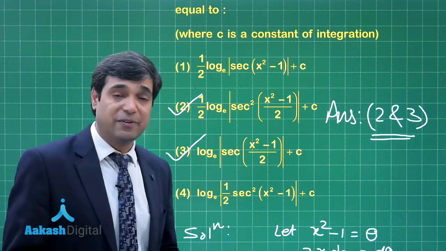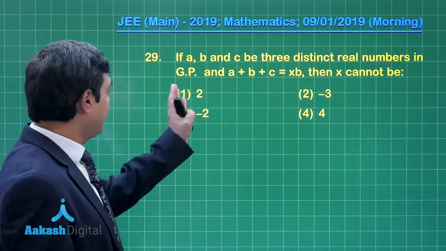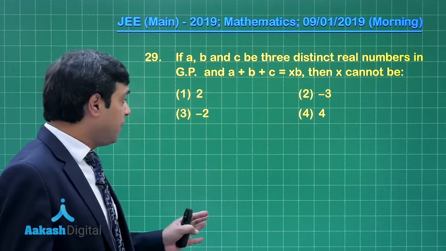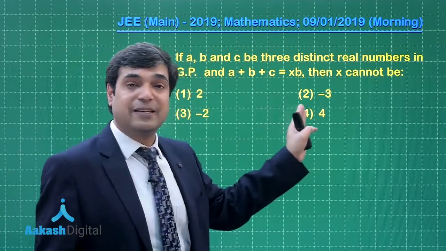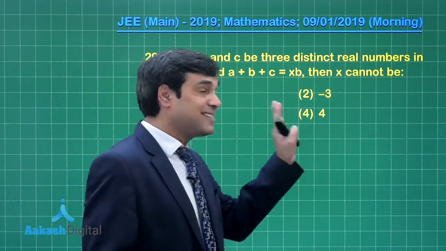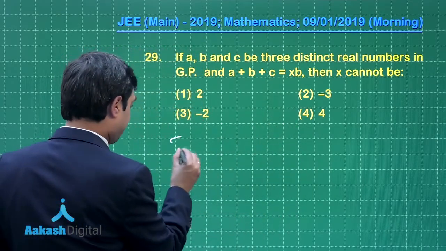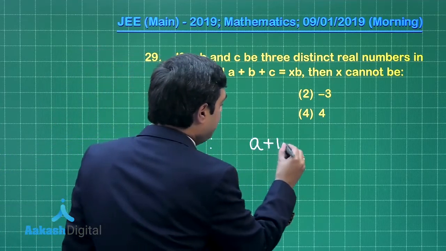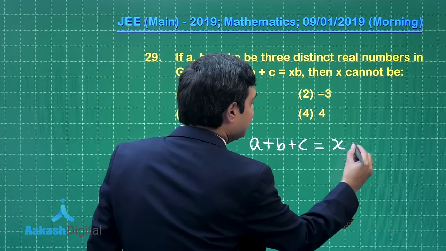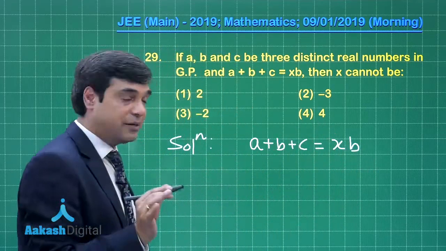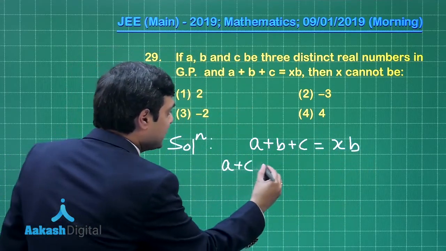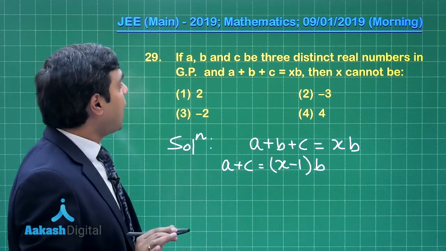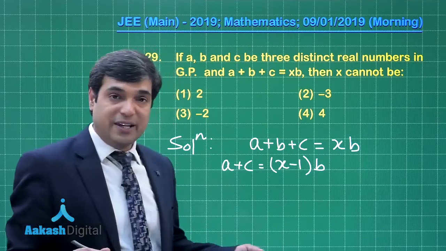Let's move on to the next one, that is question number 29. If a, b, c are 3 distinct real numbers in GP and a plus b plus c is equal to xb, then x cannot be. Let's start this question. We can write a plus b plus c is equal to xb, or a plus c is equal to (x minus 1) into b. a, b, c are in GP, so b square is ac.